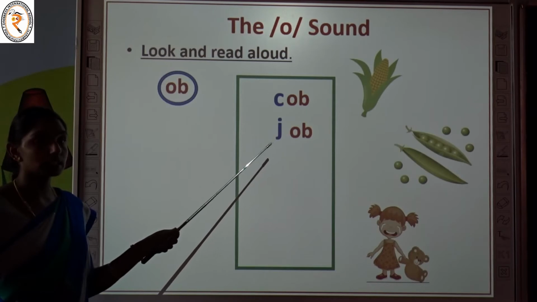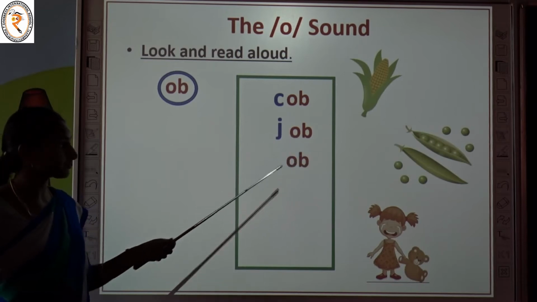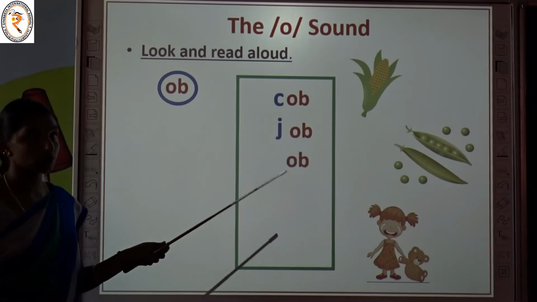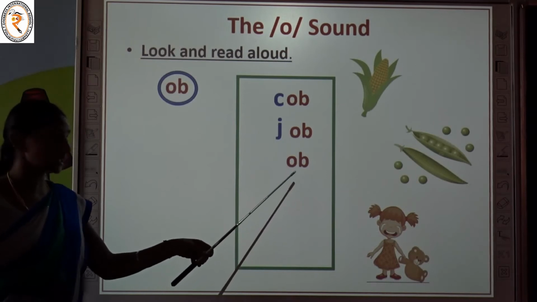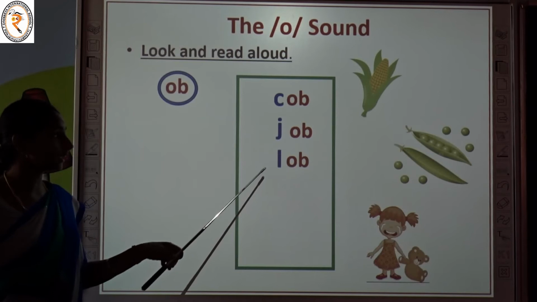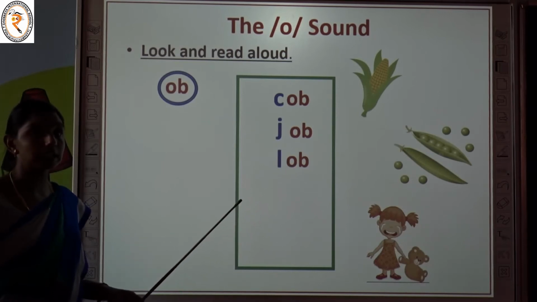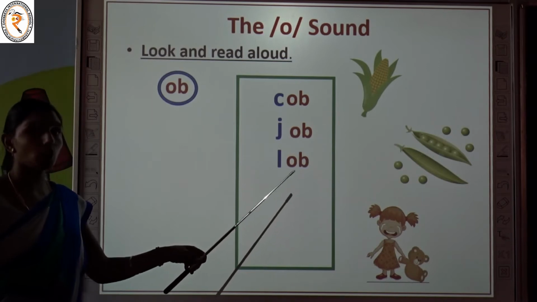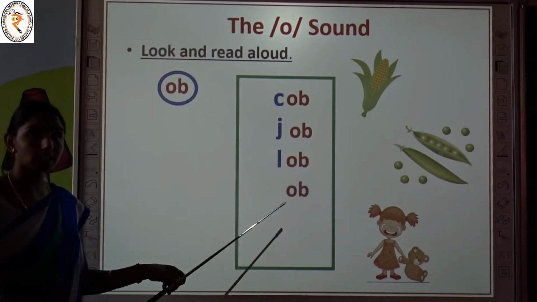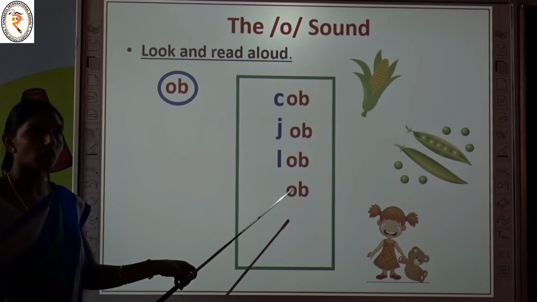How can we pronounce the letter J? What is the sound of the letter J? Ij. Ij plus ob, job. Now it's your turn, children. You have to pronounce these words. OB as ob. Yes. Now the letter L is added to it. What is the sound of the letter L? Il. Il plus ob, lob. Very good. Try yourself.